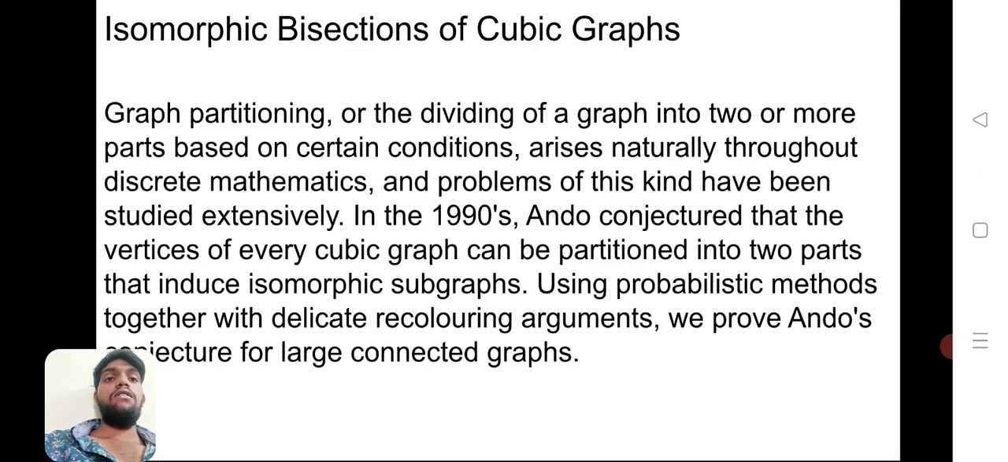Graph partitioning, the dividing of a graph into two or more parts based on certain conditions, arises naturally throughout discrete mathematics, and problems of this kind have been studied extensively. In the 1990s it was conjectured that the vertices of every cubic graph can be partitioned into two parts that induce isomorphic subgraphs. Using probabilistic methods together with delicate recoloring arguments, we prove this conjecture for large connected graphs.